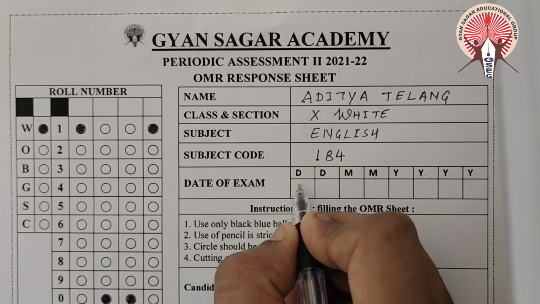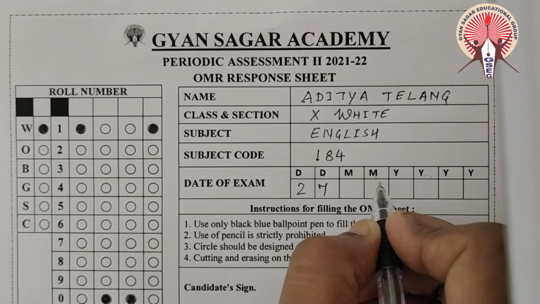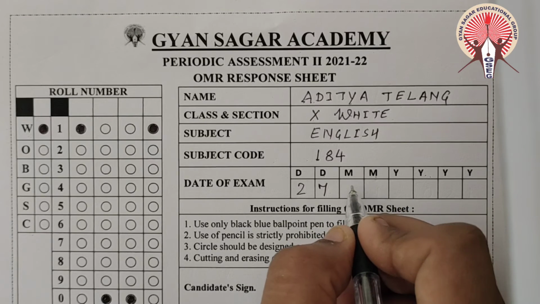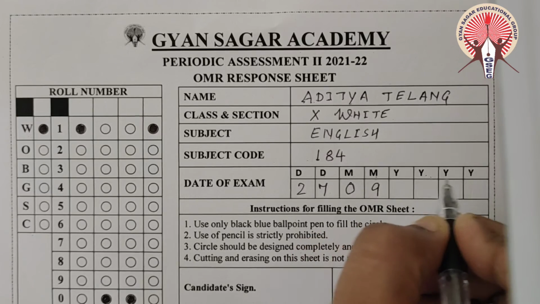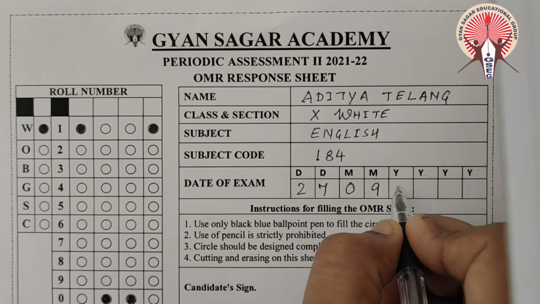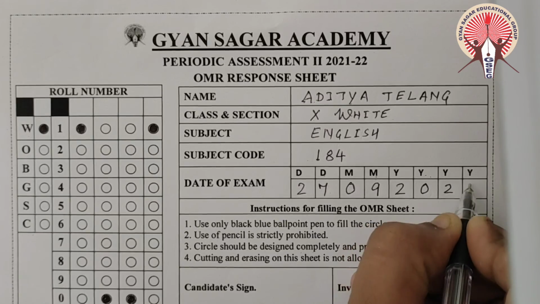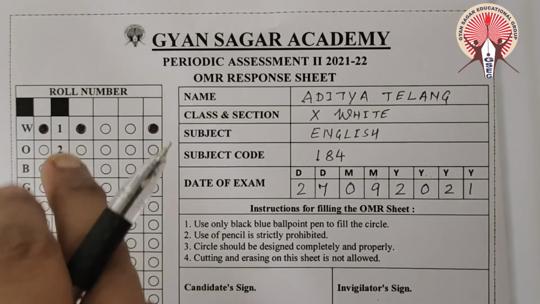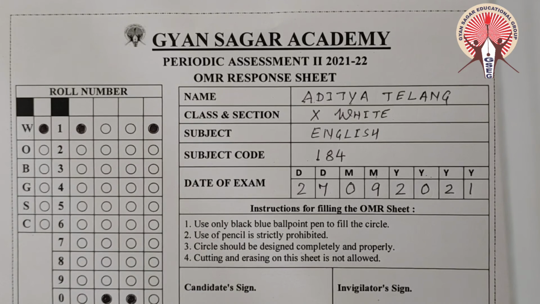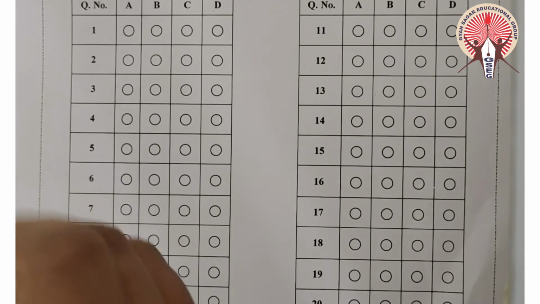Suppose your exam is on the 27th. Write down 27, then the month is September, that is 9, so write down 09, then 2021. This way you have to fill in all this information. And lastly, the candidate signature is written. You are there to give the exam, so your initial or your signature should be done here.